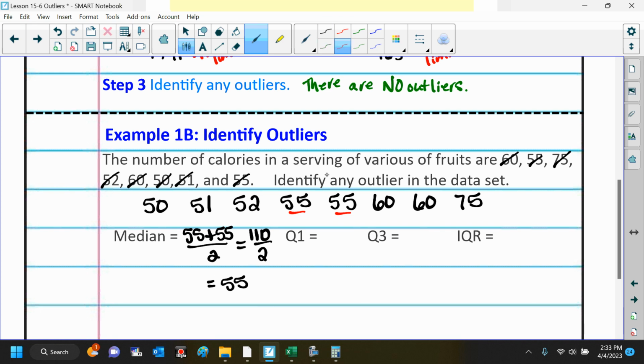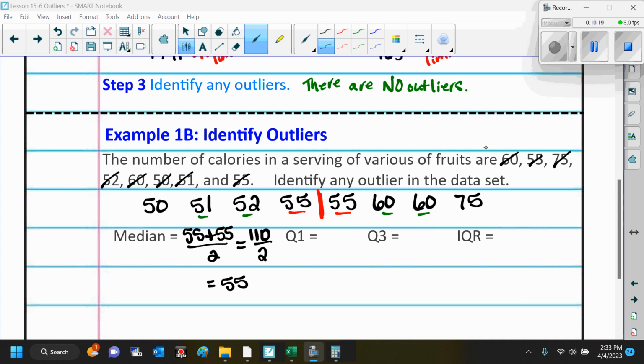Okay, so our median is not either of those 55s, but it's a 55 that is in the middle because we took the average. So we're still going to use those two. So looks like there's 4 numbers here and 4 numbers here. So in order to get quartile 1 and quartile 3, we're going to have to show our work again. So here are the two middle numbers of the bottom half, and there are the two middle numbers of the top half. So for 51 and 52, we're going to add those together and divide by 2.